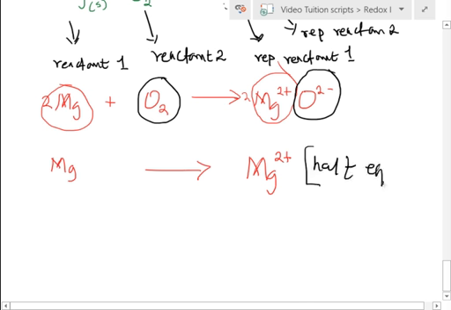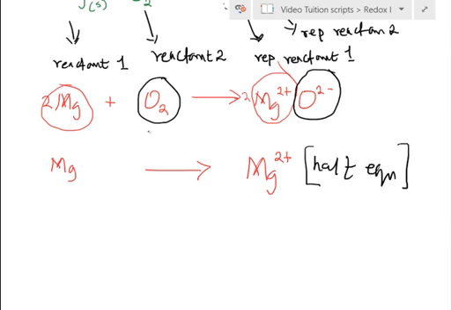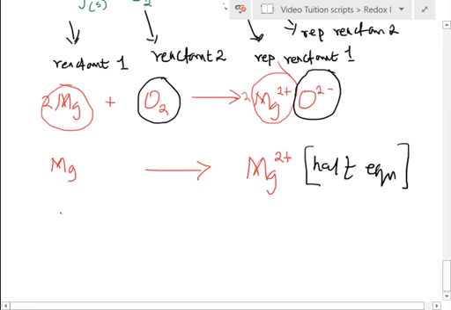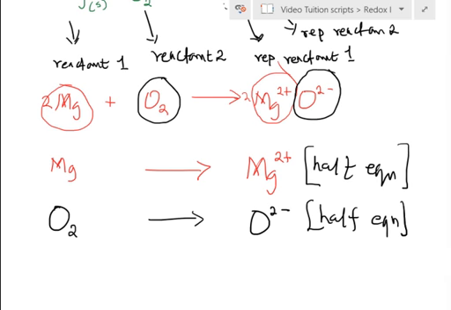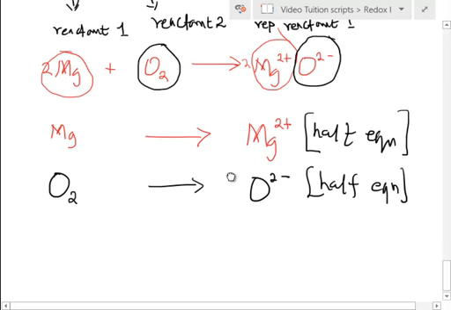Half equation. So it means we've split the whole equation into two to follow the patterns of reactant 1 and its representative, and that of reactant 2 and its representative as well. So let's take the other side for reactant 2. This is reactant 2, O2, then its representative is O2-. So this is another half of the equation. So when we say writing half equation, we've started writing half equation now. You can see how easy it is to write a half equation.